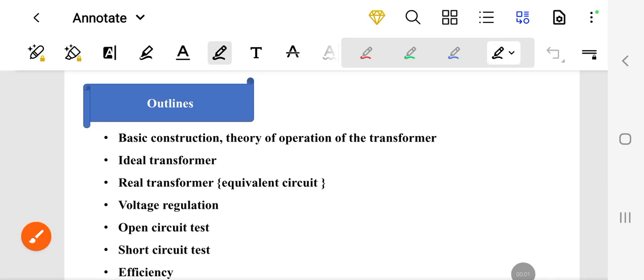All in today's lecture we will talk about single phase transformers.